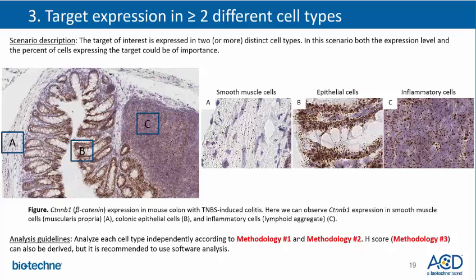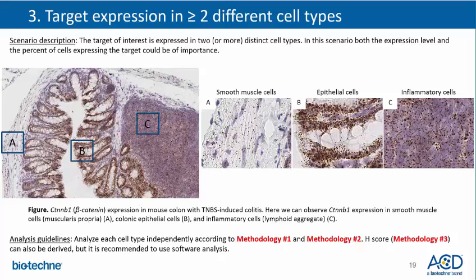Regarding the data analysis guidelines, a semi-quantitative score could be given to each of these regions representing a specific cell type. Smooth muscle cells would be a score of about 2, epithelial cells 4, and inflammatory cells could have a score of 3. You could also do a quantitative analysis and separate out these regions with different cell populations and calculate the average number of dots per cell in those regions.